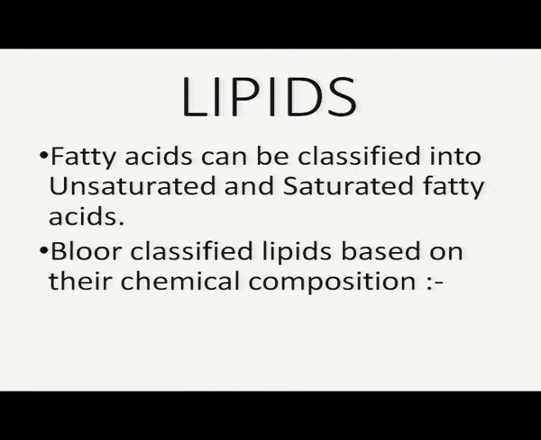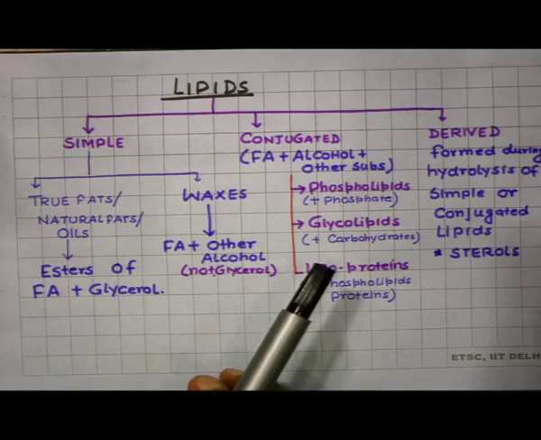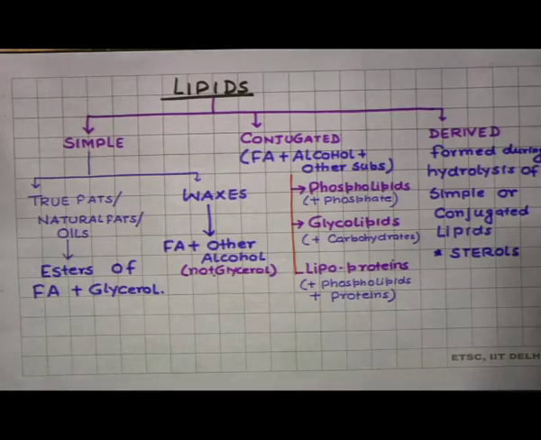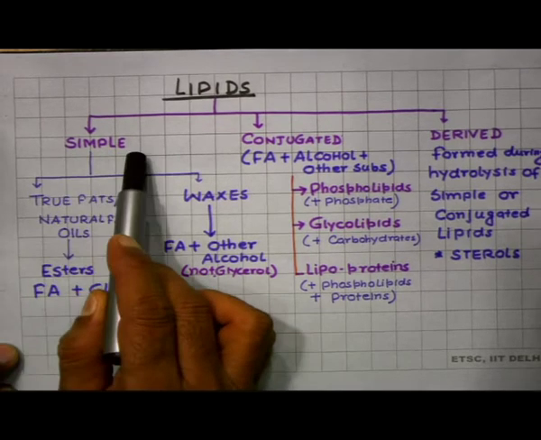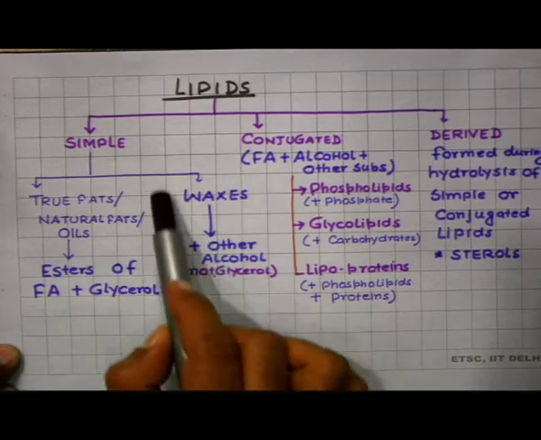Bloor classified lipids based on their chemical composition, and these are the classifications. First of all, the lipids have been classified into simple lipids, conjugated lipids and derived lipids. Simple lipids, which are called homolipids, examples are fats and oils. They are also called triglycerides. These simple lipids are known as natural fat or oils, and the second part is waxes.